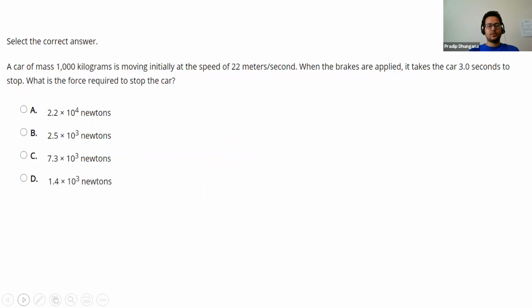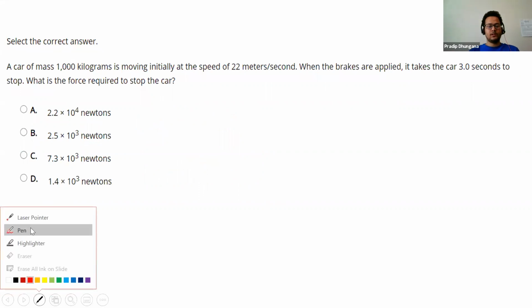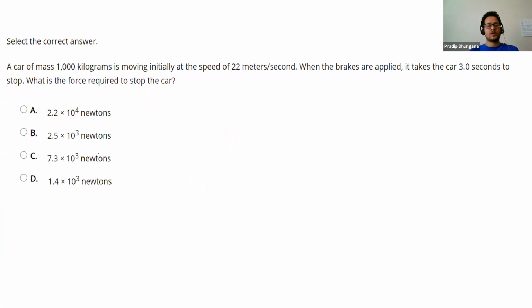Now let's go to the next problem. This problem, I'll do for you all. A car of mass 100 kilograms is moving initially at a speed of 22 meters per second. When the brakes are applied, it takes the car 3 seconds to stop. What is the force required to stop the car?